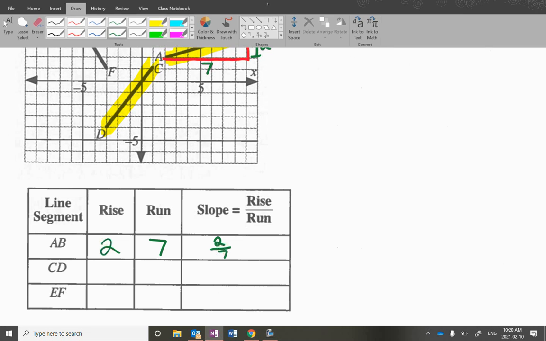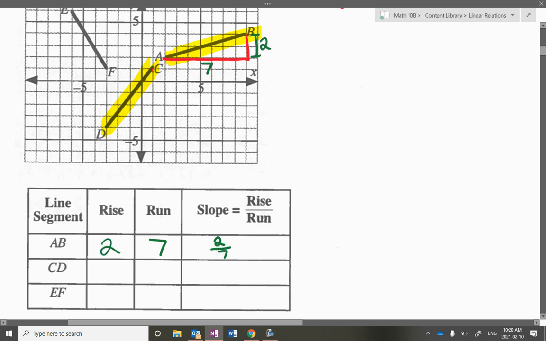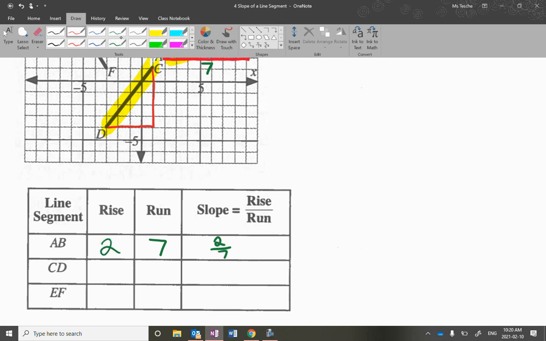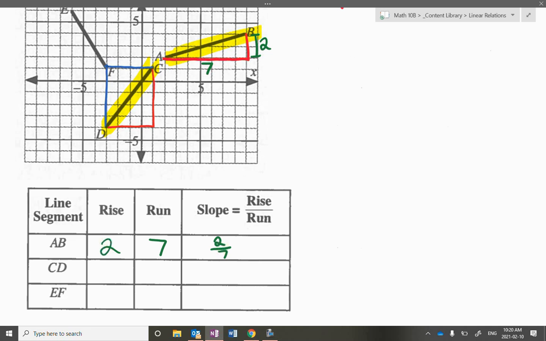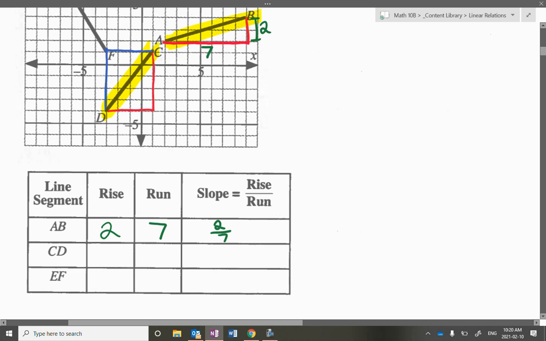CD. So counting our slope for line CD, draw your right triangle. Could I draw my triangle like I did in red there? But you also could draw it like I did in blue. Are the values going to still be the same though? Yes, good. Let's try counting again. Count your rise and count your run for CD.